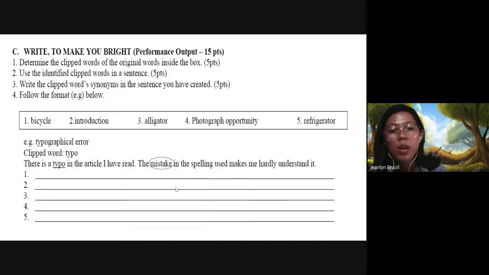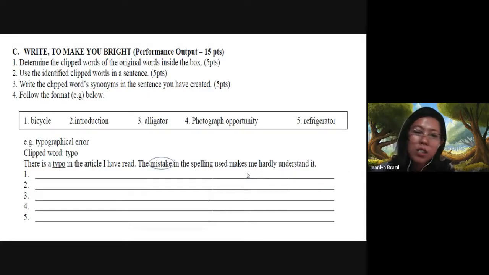Ano yung ikatlong points? Yung pagsulat ng synonyms ng clip words na ginamit mo. So, the mistake in the spelling used makes me hardly understand it. So, the word mistake here is the synonym of the word typo. So, you will get 3 points for number 1 only. So, if you answer all those questions, okay, you will get 15 points. So that is your score for your performance output.